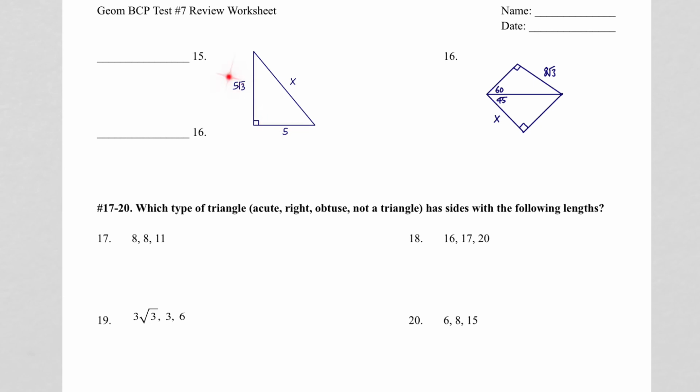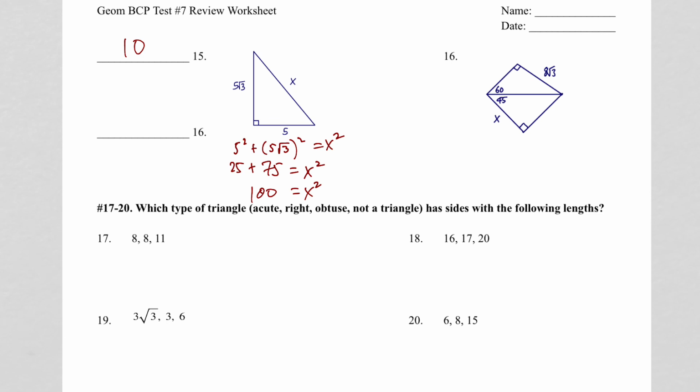Okay, here are the legs. So 5 squared plus 5 root 3 squared is equal to x squared. 25 plus, now when we square this we get 25, we square this and get 3. 25 times 3 is 75. So x squared is 100, so x must be 10.